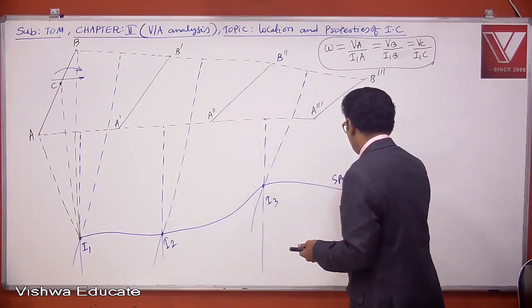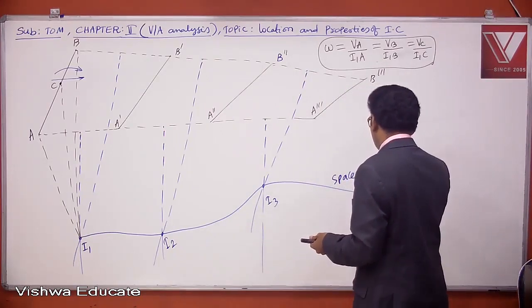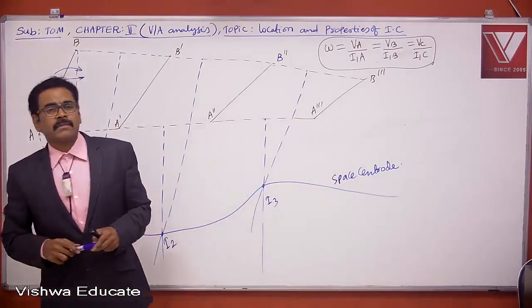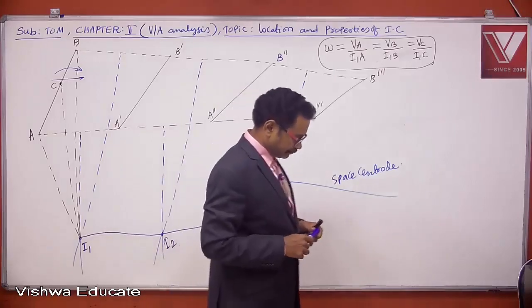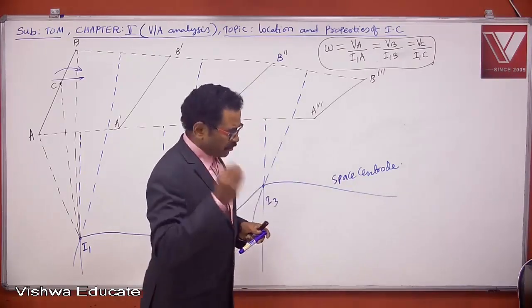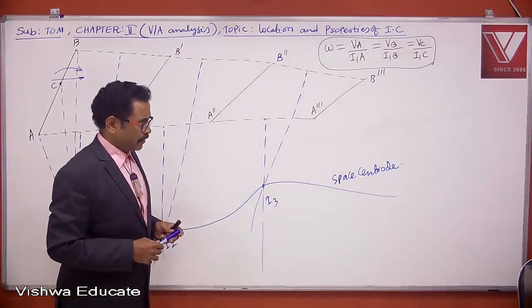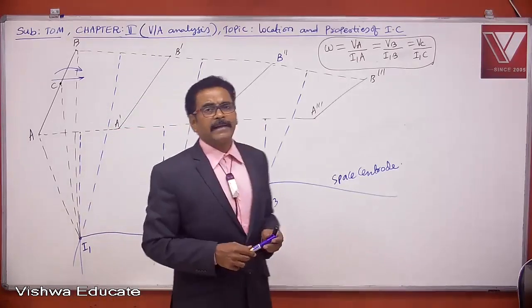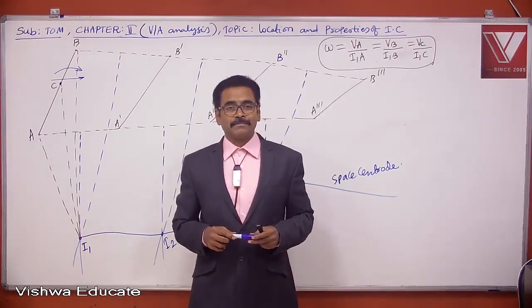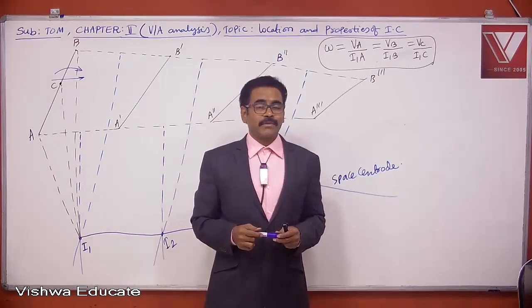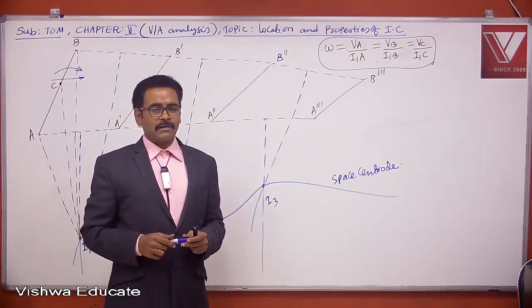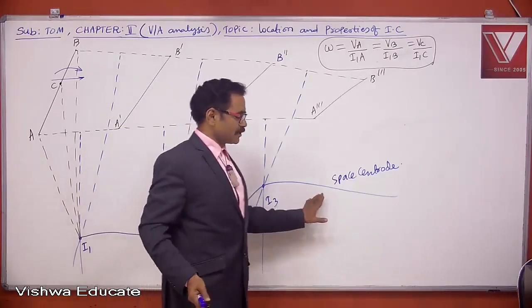Write down one side heading: space centroid. It is the locus of instantaneous center in a cycle of operation. So join all the instantaneous centers from beginning to end. Whatever entity you get, that entity is called the space centroid.